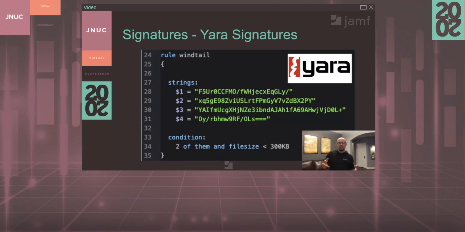So what you're looking at here on this slide is one potential Yara rule for the malware Windtail. Here we've looked inside Windtail and found strings that we think are specific to this particular sample and defined them as $1 through $4. We've then specified in our condition of this rule that in order to classify a file as Windtail, we expect that 2 of these strings are going to be seen inside that file, and that file is less than 300 kilobytes, likely because this sample that we've analyzed of Windtail was less than 300 kilobytes.